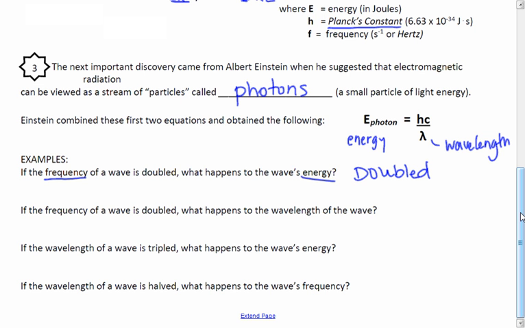And if you also think about it, if your frequency is doubled, that means you have twice as many waves going by every second. And so the energy is going to be twice as much.